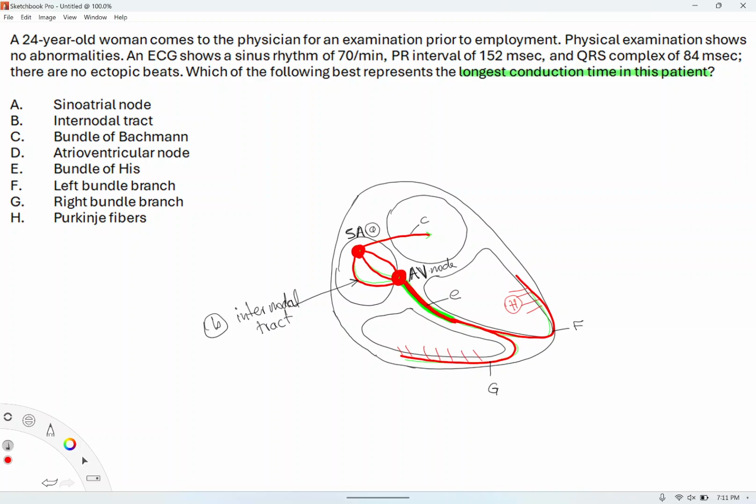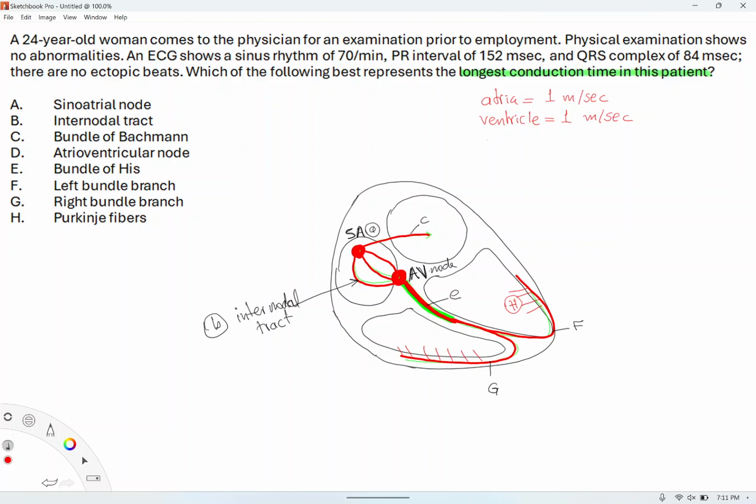Now the question they're asking is, which one has the longest conduction time in this patient? The general rule is this. Let's start with the atria. Conduction velocity in the atria is about 1 meter per second. In the ventricle it is the same, also 1 meter per second.